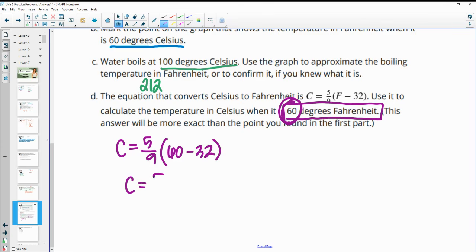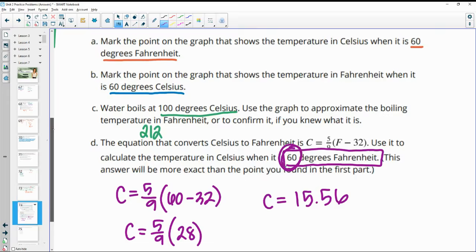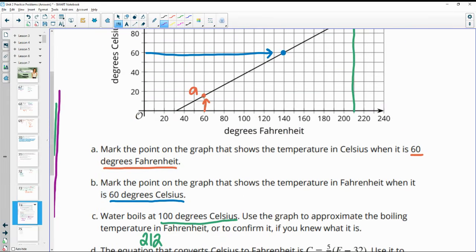So we'll follow order of operations here. We'll do 60 minus 32, which is 28. And then we'll multiply, we'll do 5 divided by 9 times 28. And that gives us 15.5 repeating, so like 15.56. And if we look up here, we can confirm that that's pretty close. If we look over here, it's going to be between 10 and 20, so it makes sense.